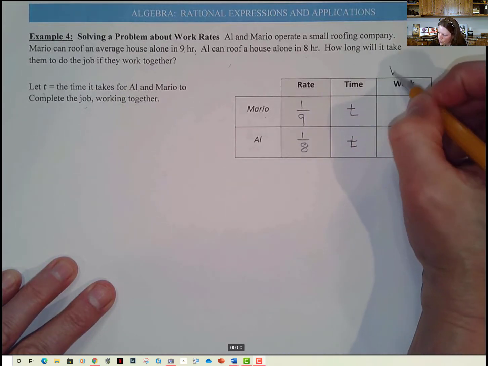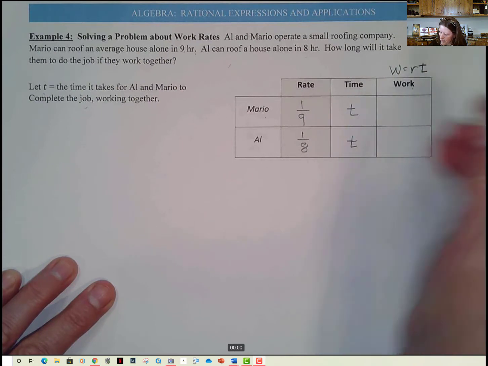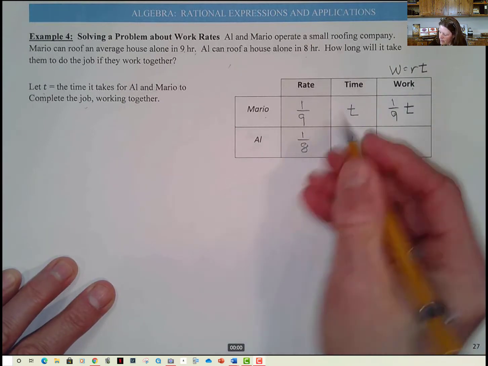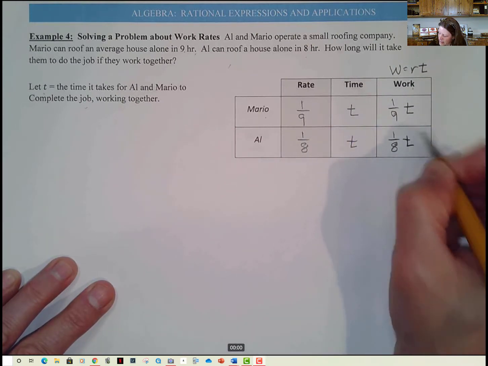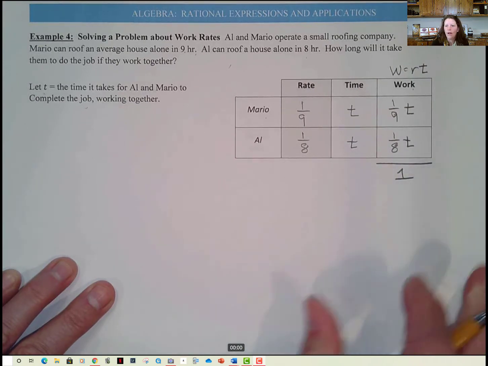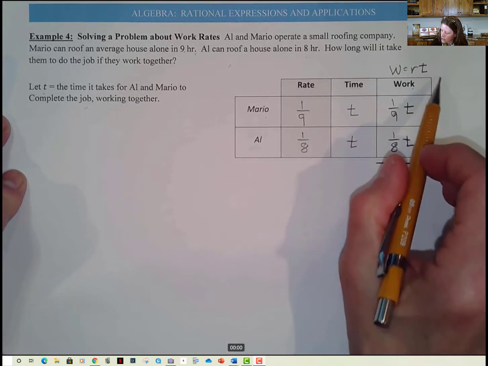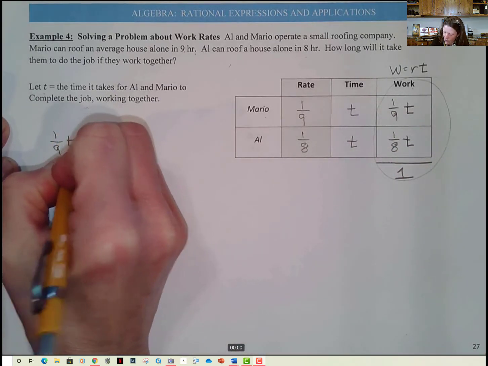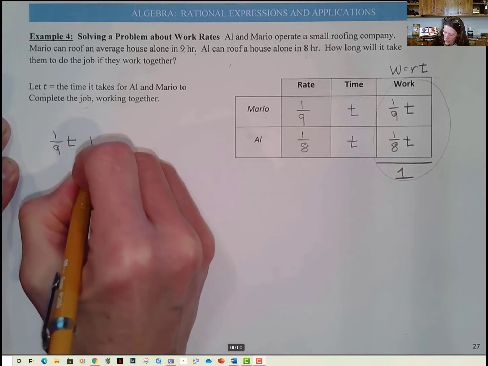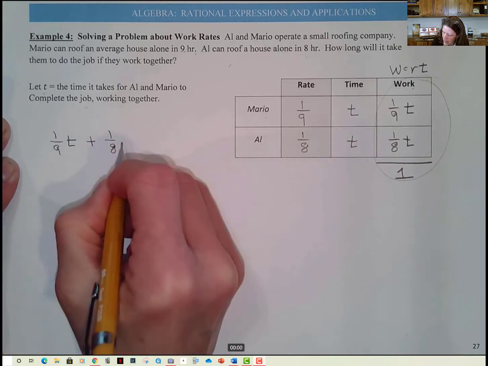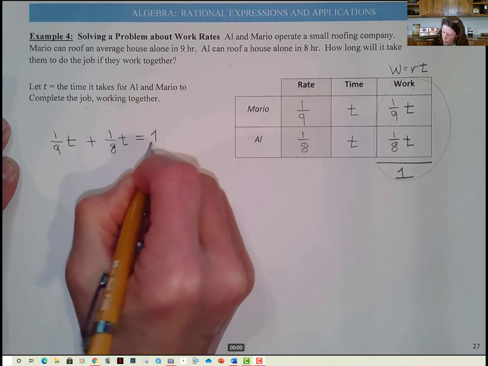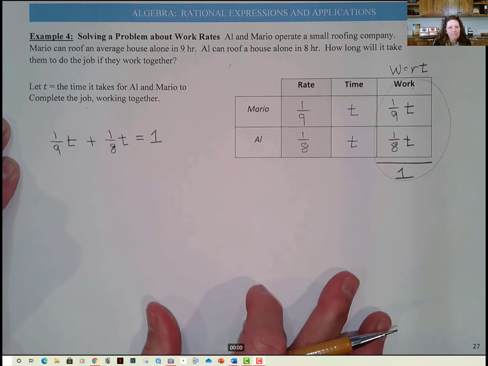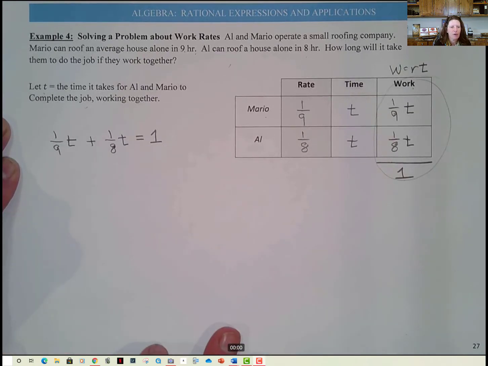Work is equal to rate times time, so the amount of work done by Mario is 1/9 times T. The amount done by Al is 1/8 times T, and together they will complete 1 full job. And so our equation comes from this last column where we add the amount of work done by Mario, 1/9 T, plus the amount of work done by Al, 1/8 T, is equal to 1 complete job. And work problems are set up all very similar to this statement right here.